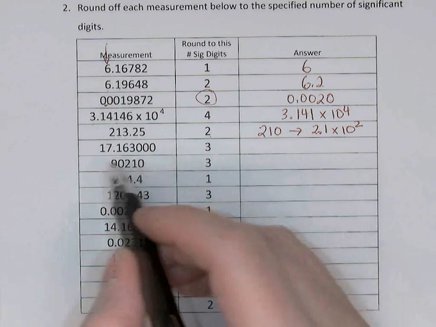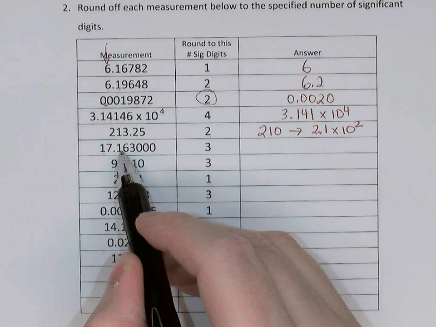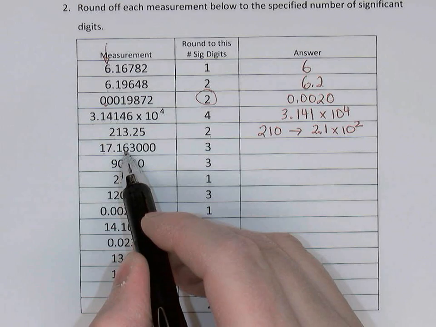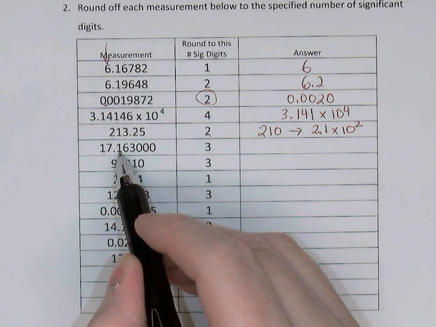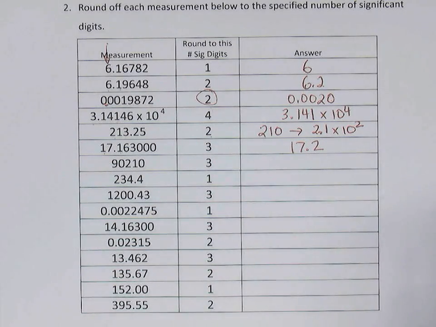17.163000 with 3 significant digits. 171, there's 3 significant digits. The digit that comes next is a 6, so I'll round the 1 up. It'll become 17.2.